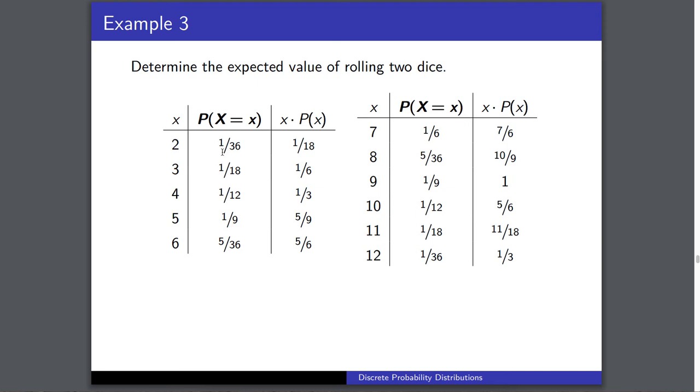So 2 times 1 out of 36 is 1/18th. The chance of rolling a 3 was 2 outcomes out of 36, or 1/18th. So 3 times 1/18th is 3/18ths, which reduces to 1/6. And then we have 4 times 1/12 is a third, 5 times a ninth is 5/9, all the way up to and including 12 times 1/36, which is 12 over 36, or 1/3.